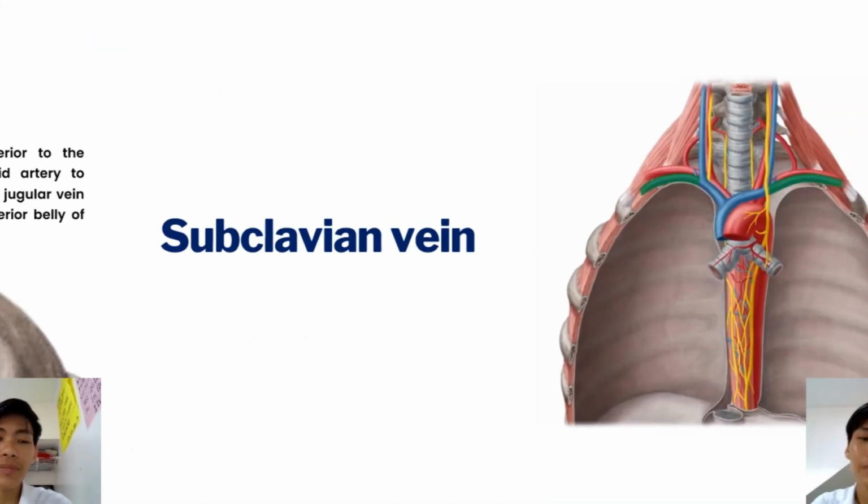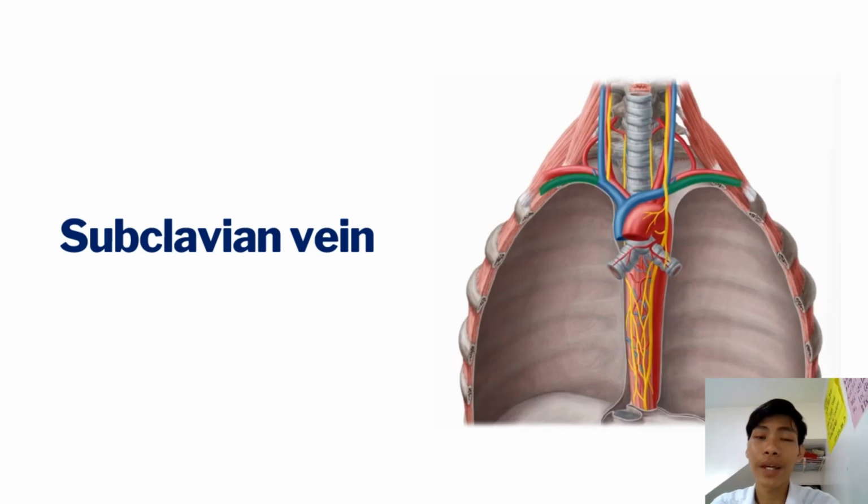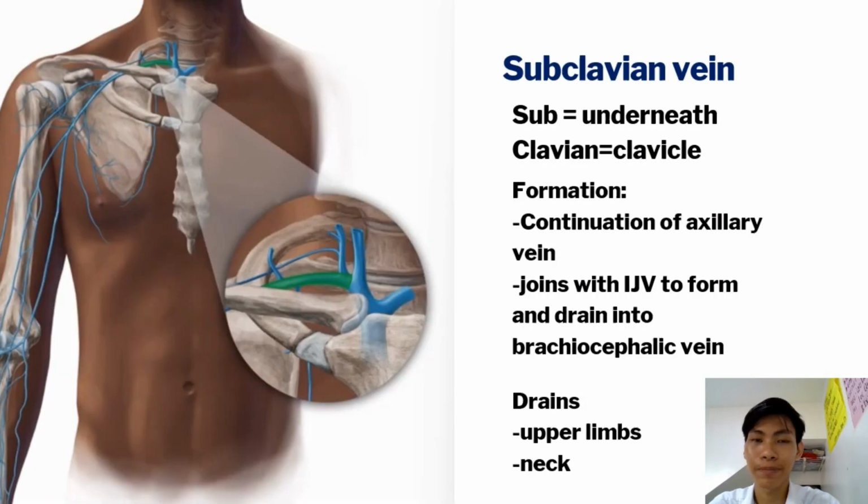Now let's go to the next main vein of the head and neck, which is the subclavian vein. The subclavian vein is one of the main veins of the neck. It is also a paired vessel with both a left and right counterpart. As its name suggests, it lies tucked just beneath the clavicle. It is formed with the continuation of the axillary vein and joins with the internal jugular vein to form and drain into the brachiocephalic vein, which also drains the upper limbs and the neck.